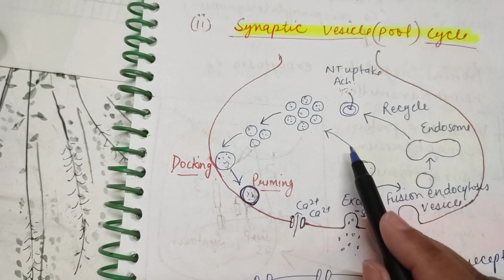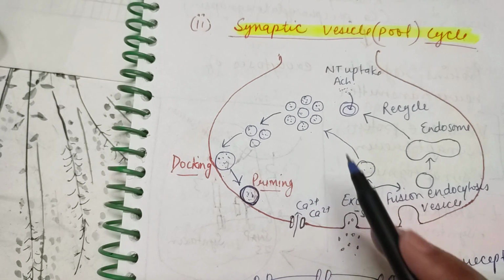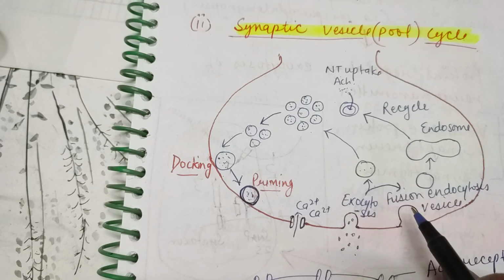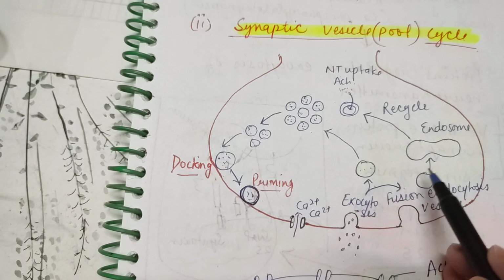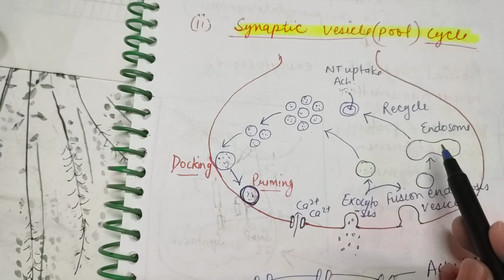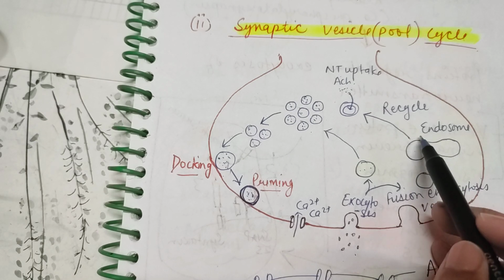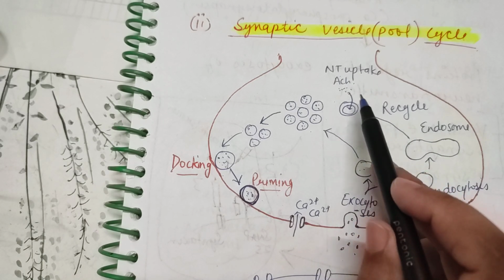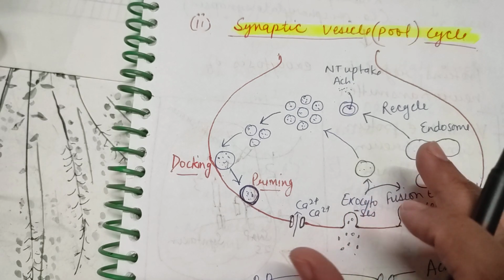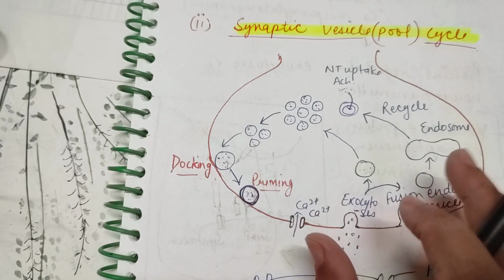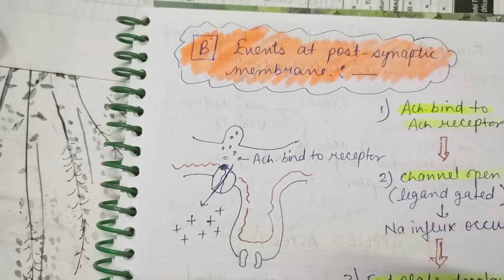Then these are recycled to form again the packing part of the vesicles, or they can make some endosomes. Various empty vesicles fuse with each other and form an endosome arrangement, which is recycled to form separate vesicles again where neurotransmitter is packed in it. So these are the events at the presynaptic terminal.